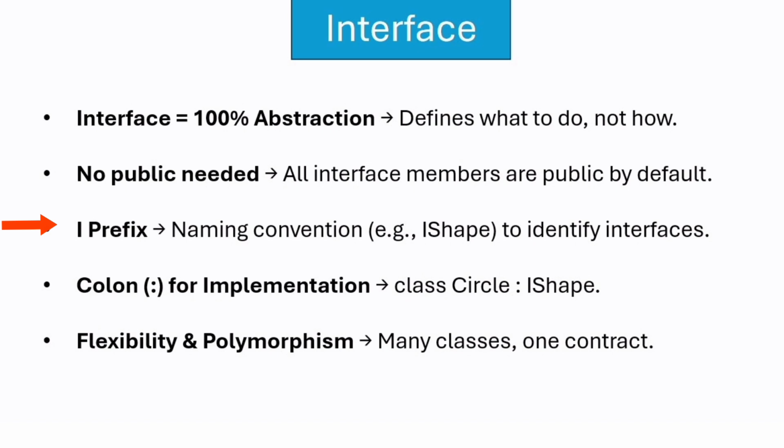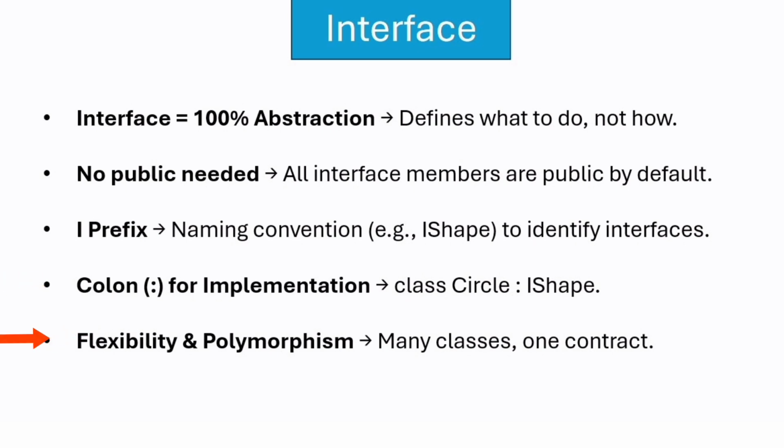By convention in C#, all interfaces start with an I. For example, IShape instead of just Shape. This helps us immediately recognize that it's an interface and not a class. To implement an interface in a class, we use a colon. For example, class Circle colon IShape. This means the class is linked to the interface and must follow its rules.